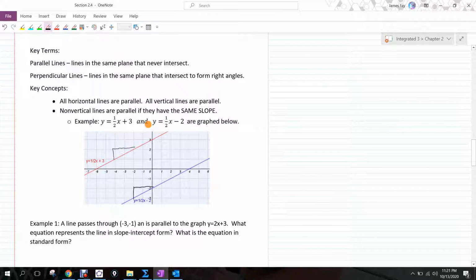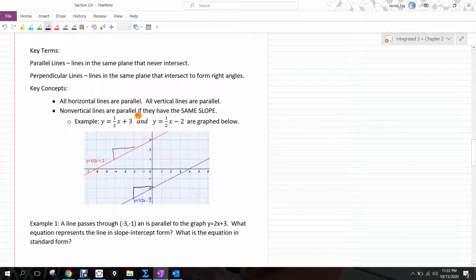Okay, it says all horizontal lines are parallel, and all vertical lines are parallel. Vertical lines obviously have no slope, or a slope that does not exist. Horizontal lines have a zero slope. But non-vertical lines are parallel if and only if they have the same slope.